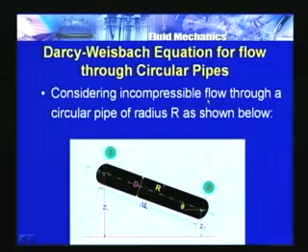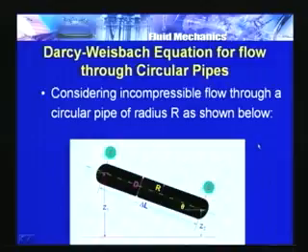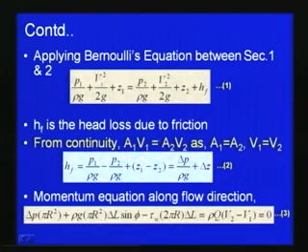Here HF is the loss due to friction, or the viscosity effect, between section 1 and 2. Now HF is what we want to find out from this equation. From the continuity equation we can write A1 V1 is equal to A2 V2. Here we consider pipe flow, so the diameter is the same, so A1 is equal to A2. Between section 1 and 2, V1, the average velocity at section 1, is equal to V2 at section 2, from the continuity equation.